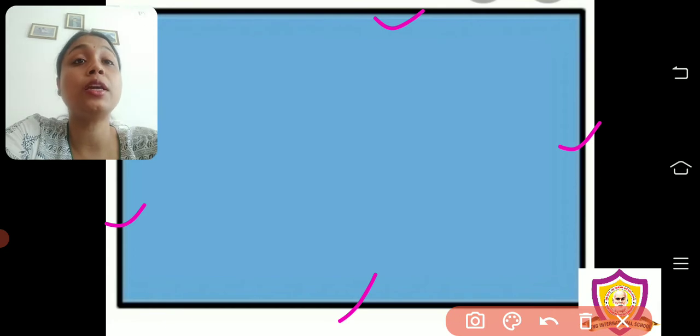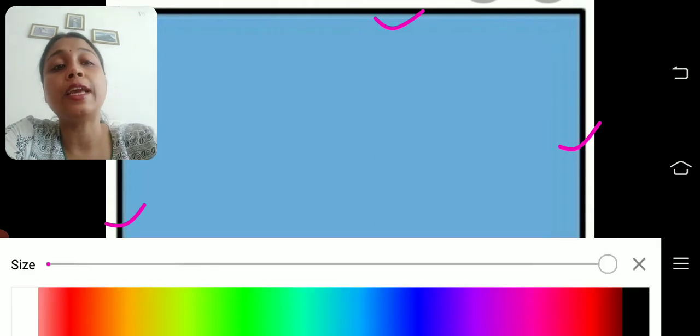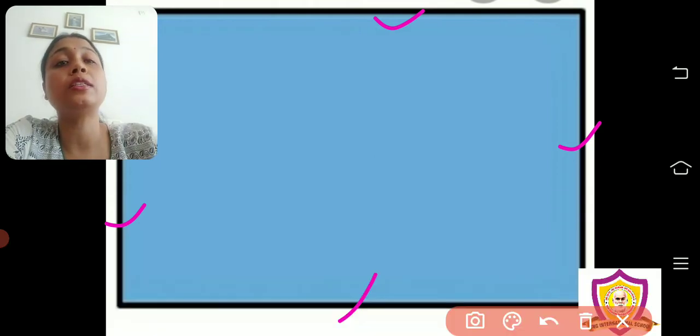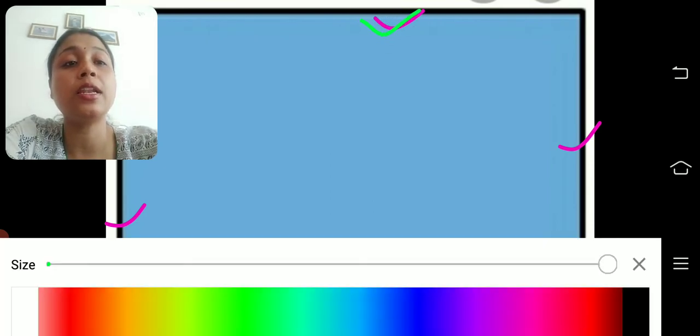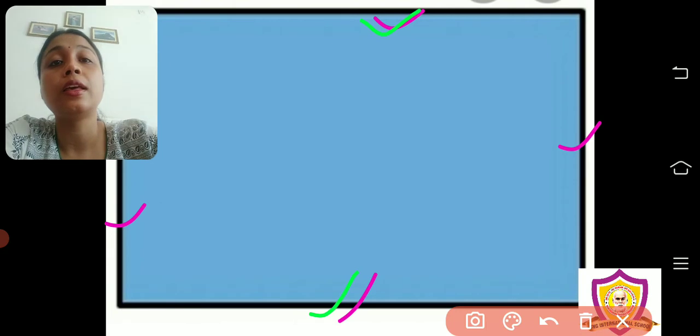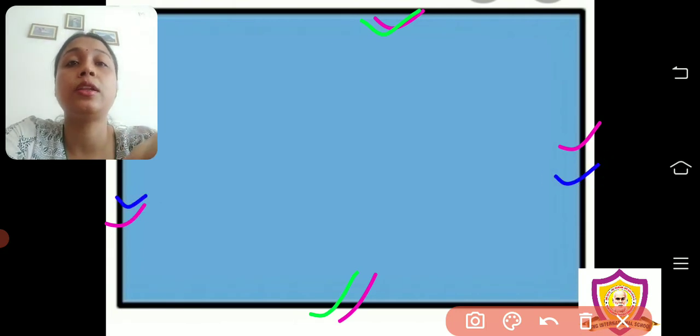Remember, in junior KG we have learned that square and rectangle, these two shapes have 4 sides, but all sides of a square are equal, whereas the opposite sides of a rectangle are equal. If I take a different color, it will be easy to understand. These two sides are equal. Similarly, these two sides are equal.